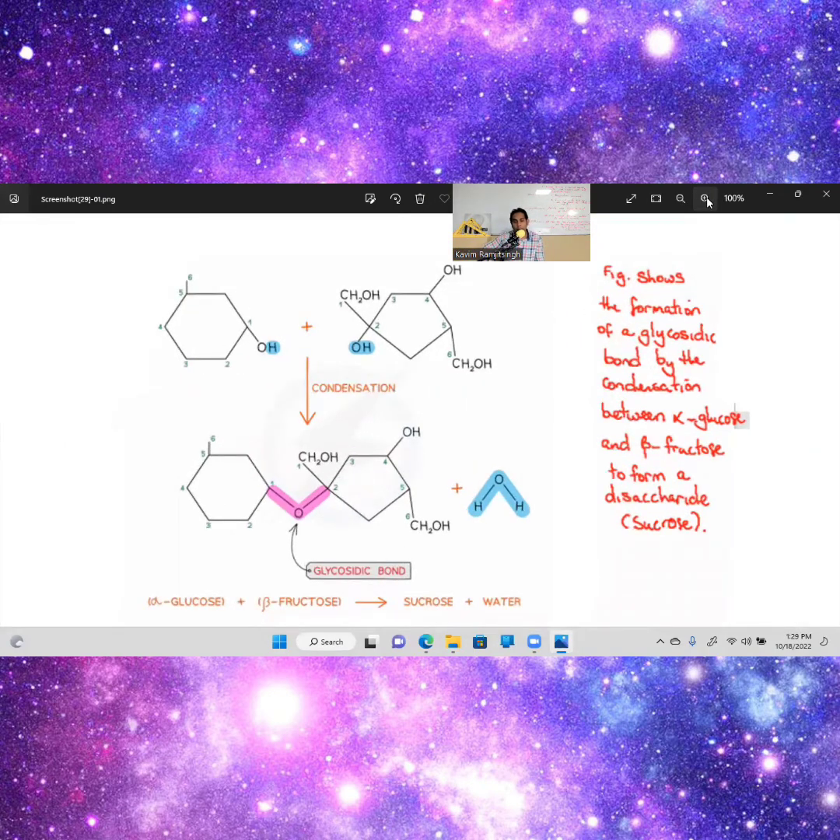So we're looking at your alpha glucose and beta fructose. And once your water is omitted, you form your sucrose, right? So you see the formation there. So this is something for your maltose or your sucrose. I may ask you to draw the structures for that in your exam, right?